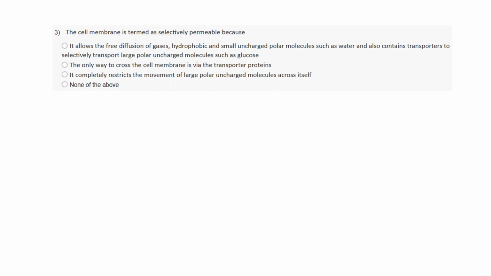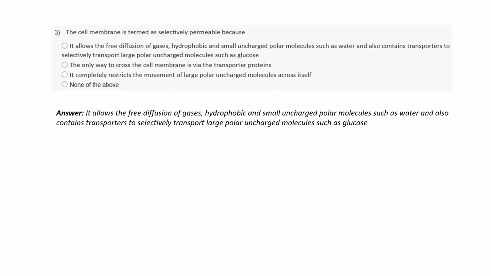Okay, let's consider option B as well. Others? Sir, option A. Yeah, so the correct option is option A. It allows the free diffusion of gases, hydrophobic and small uncharged polar molecules such as water, and also contains transporters to selectively transport large polar molecules such as glucose. Option B says it is the only way to cross the cell membrane via transporter protein. No, basically gases, hydrophobic and small uncharged polar molecules don't require the transporter protein. They can freely diffuse across the plasma membrane to and fro.